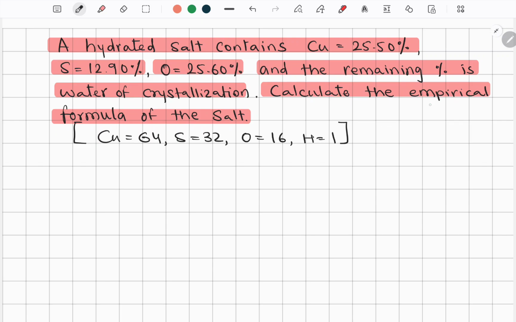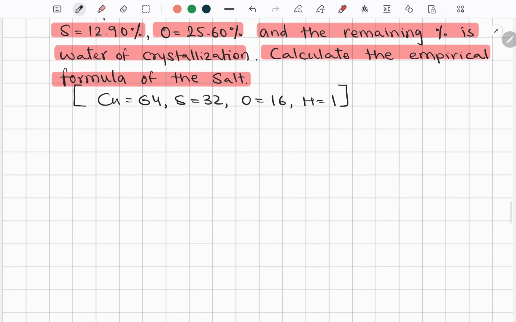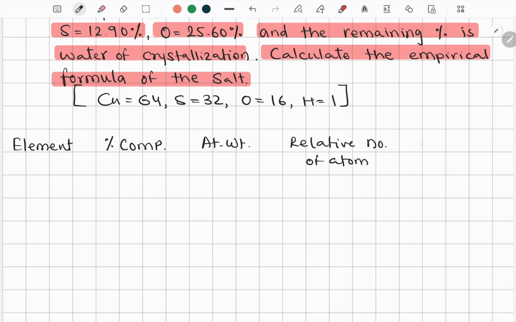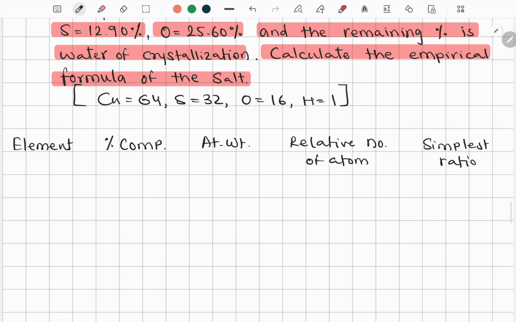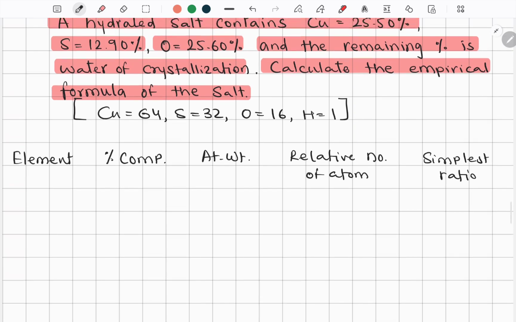As we want to calculate the empirical formula, we're going to form a table, where the first column is element, then percentage composition, third atomic weight, then relative number of atoms, and the last is simplest or simple ratio. It has to be a whole number. If it is not a whole number, then definitely we have to make it a whole number.